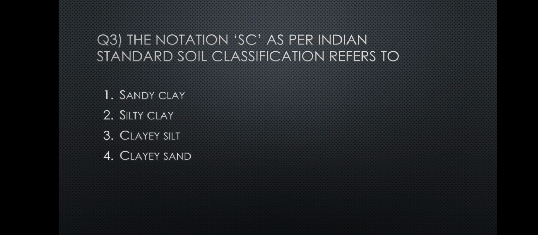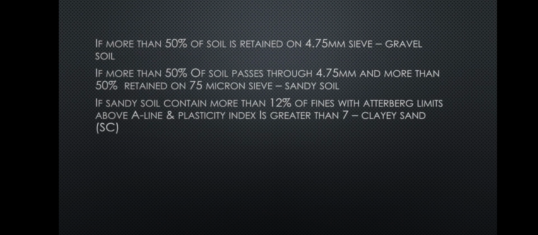The notation SC as per Indian Standard Soil Classification refers to, the options are sandy clay, silty clay, clayey silt and clayey sand. So in this question, let's discuss each type of soil. If more than 50% of soil is retained on 4.75 mm sieve, that will be gravel soil. If more than 50% of soil passes through 4.75 mm and more than 50% is retained on 75 micron sieve, it will be sandy soil.